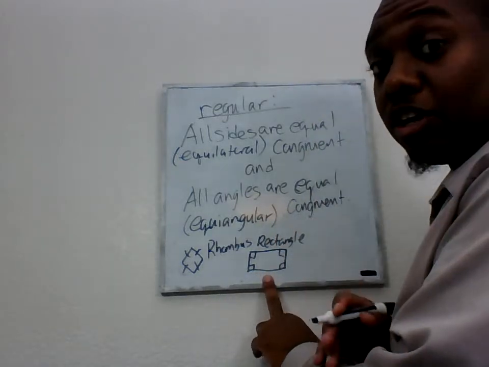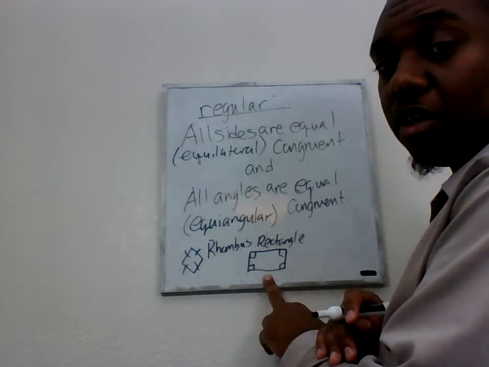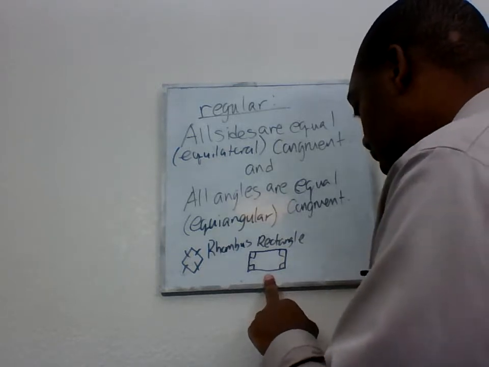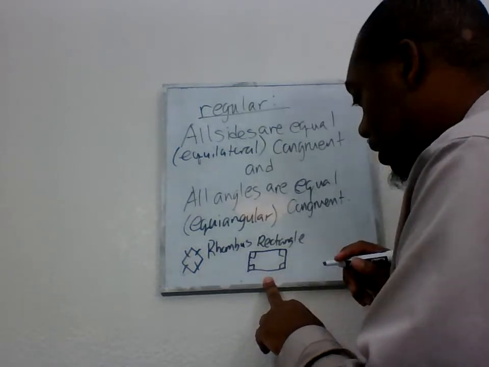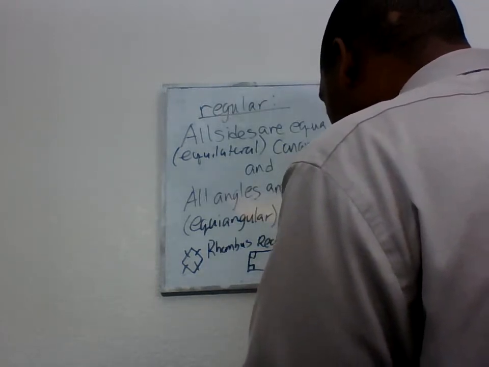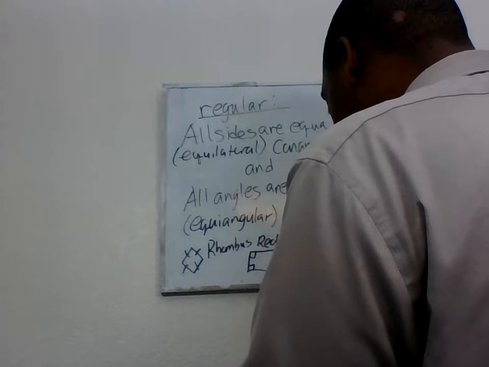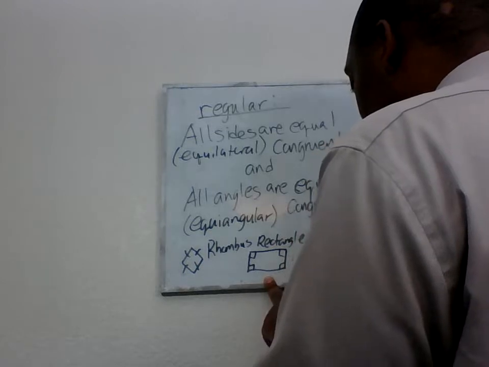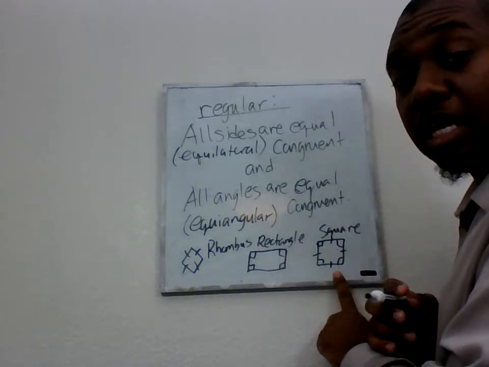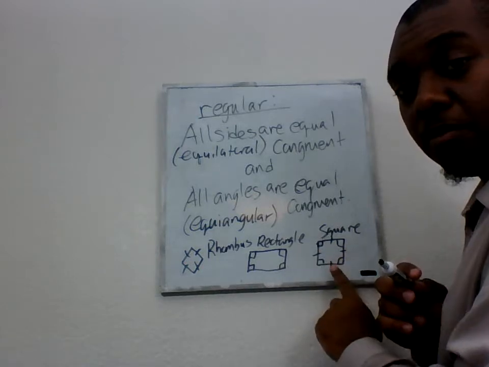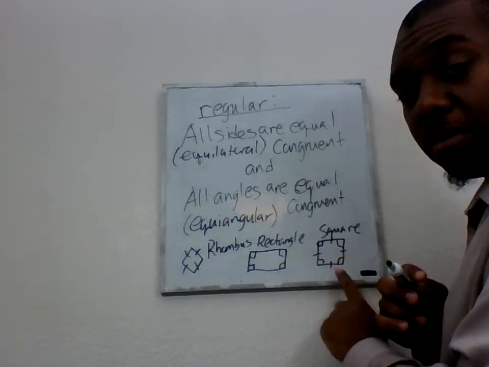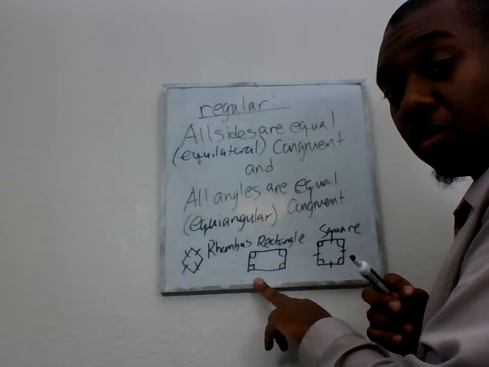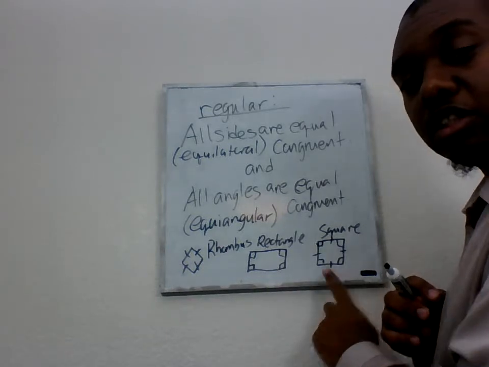Okay. This is an equiangular quadrilateral. Equiangular because all the angles are the same. This is called a rectangle. Okay. And then last but not least, this is a regular quadrilateral. Regular meaning it's equilateral, all sides are the same measurement, and equiangular, all the angles are the same measurement. This is called a square. So equilateral is a rhombus, equiangular is a rectangle, and regular is a square.